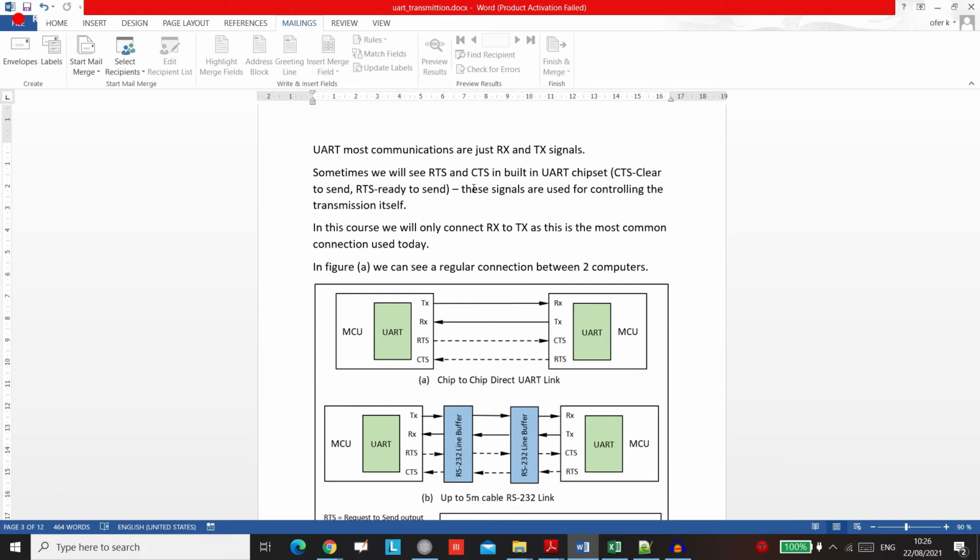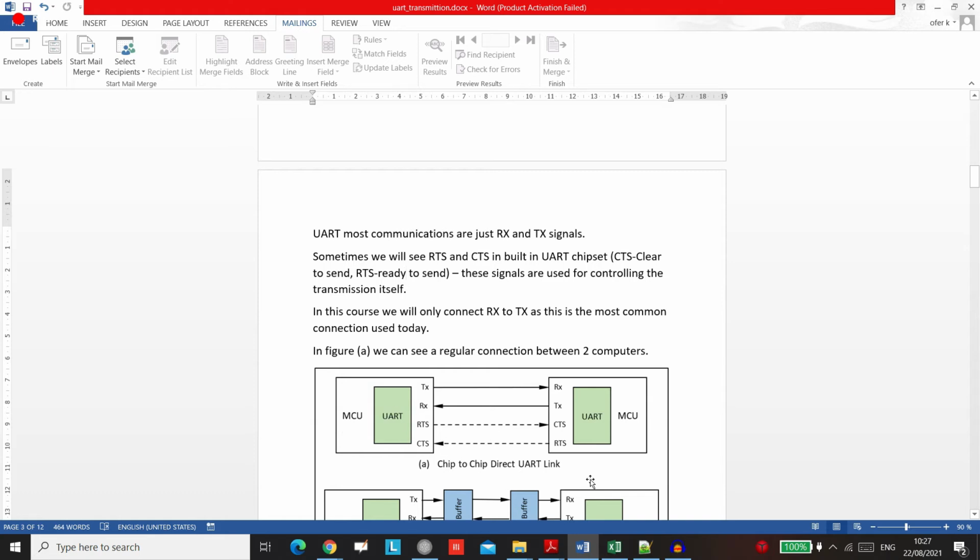That just means that sometimes we want to have some control over the UART protocol. Think about two PCs, for example, connected chip to chip. With RTS and CTS, one chip will tell the other, I am ready to send. If you have a chip to chip direct UART link, and this UART wants to tell the other UART that it's ready to receive data, it will send ready to send, and the other one will get the clear to send. So it's telling the other UART, hey, I'm ready to receive data. It's just controlling, not so commonly used.